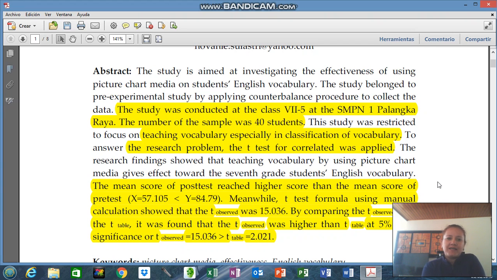What is needed? It says teaching vocabulary, especially in classification of vocabulary. To answer the research problem, the test for correlated samples was applied. So that is telling us that we had to answer a problem, yes, and it's giving us numbers.